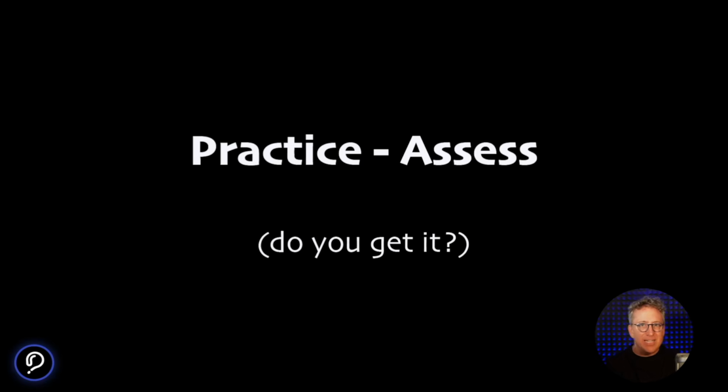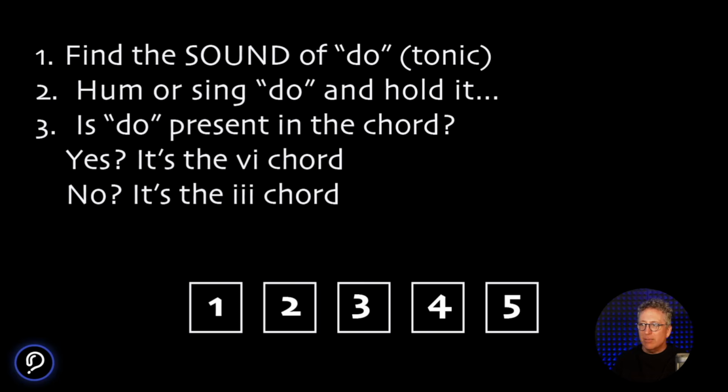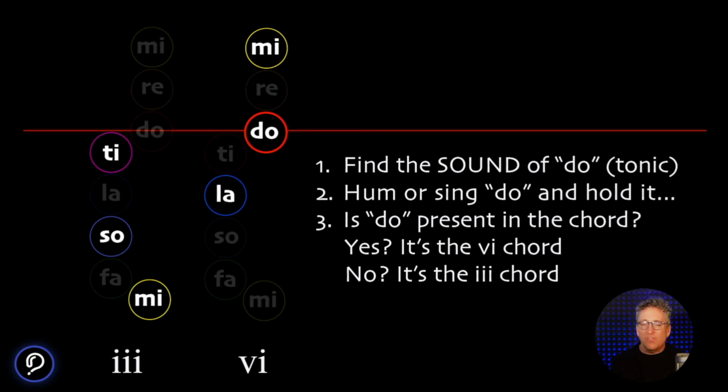Here are 5 practices. Each one is in a different key, and I'm going to play a cadence that establishes the key. Then I'll play the chord, and I'll do each one 3 times. Your job, again, is to find the sound of do, hum and hold it, and then listen to the chord and determine if do is there or not. If you find you're getting these really fast, just use the outline below to go straight to the answer. I've got it set up so that you can go straight to the answer if you want to.